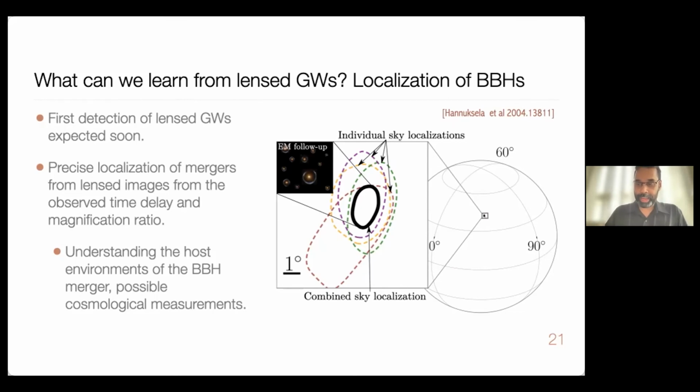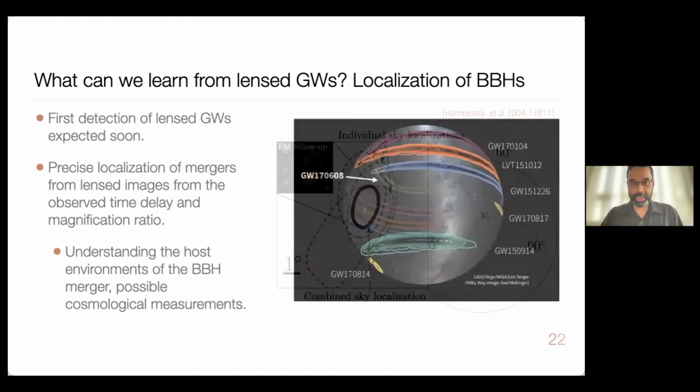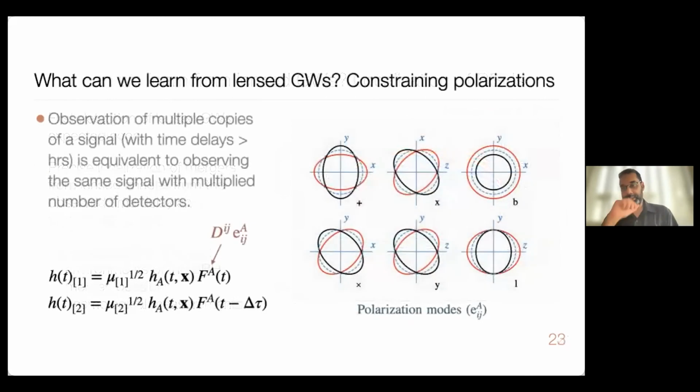And localizing a binary black hole to its host galaxy can potentially provide a lot of information about the formation channels of such objects. So in some sense, that's a very interesting science that one can do. Another idea is that observing multiple images due to strong lensing is like having multiple detectors to observe the same signal.